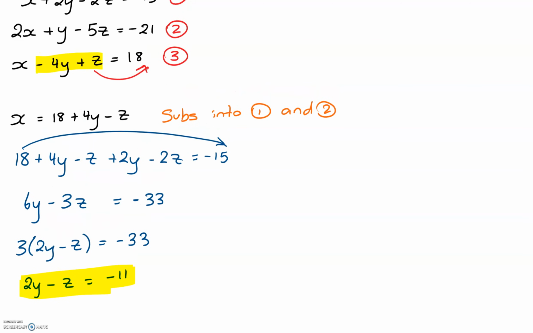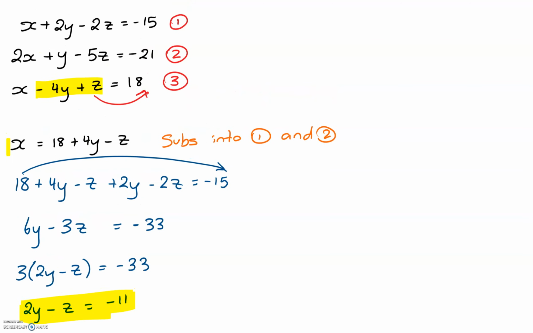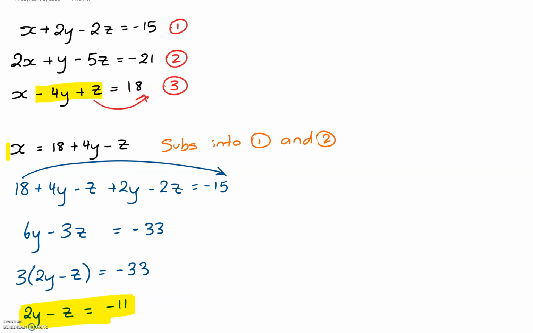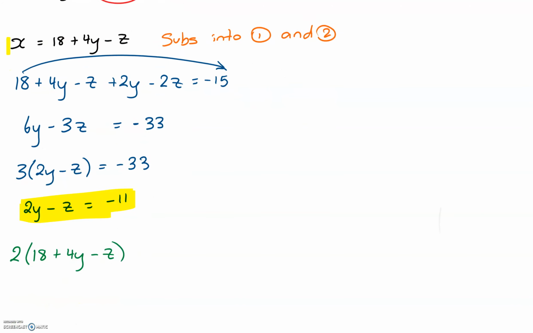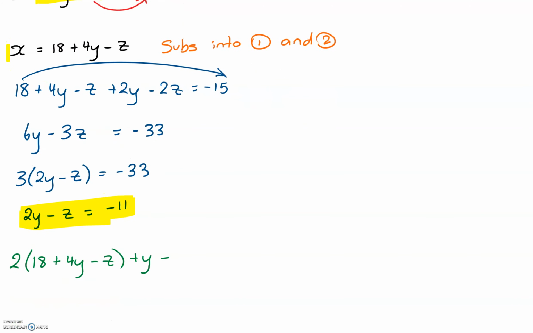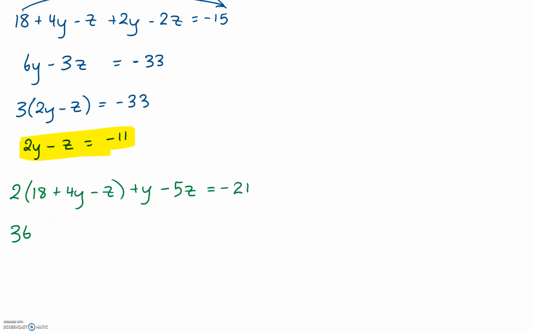Now again, I'm going to substitute this equation over here into equation number 2. So we've got 2, now replacing x with 18 plus 4y minus z, bracket 18 plus 4y minus z, and then up there we have plus y minus 5z equals negative 21. And again, let's simplify this. So we've got 36 plus 8y minus 2z plus y minus 5z equals negative 21.